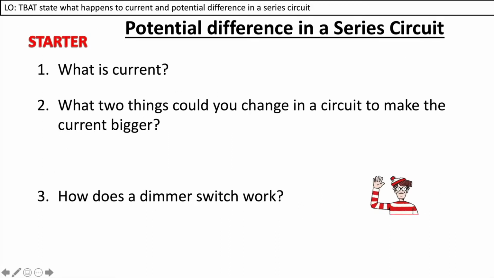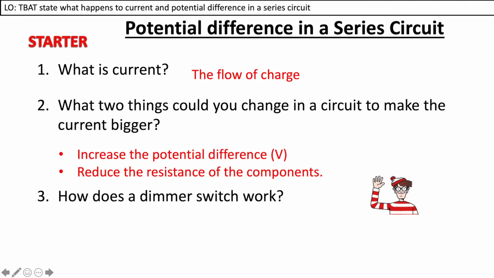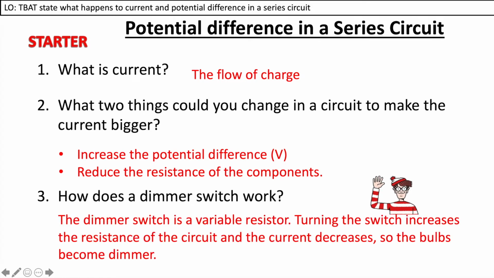So as a starter, pause the video and answer these questions. Did you get currents to flow of charge? You can increase the potential difference, that will increase the current, or you can reduce the resistance of the components like the bulb. The dimmer switch is a variable resistor. Turning the switch increases the resistance of the circuit and the current decreases as the bulbs become dimmer.